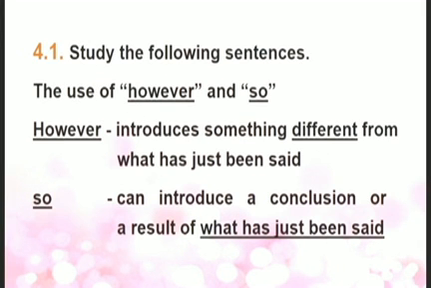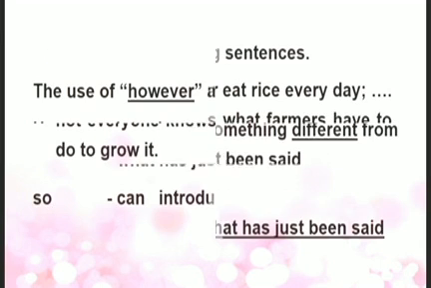Now, we are going to the next activity, which is conversation study. In this exercise, you will learn how to use the words however and so. The word however is used to introduce a statement that contrasts with something that has just been said. But the word so is used to introduce a conclusion or a result of what has just been said.